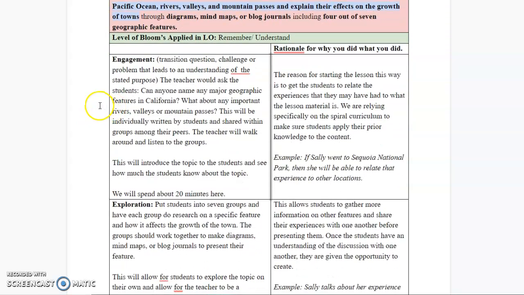So engagement. We're going to start off with some questions, like, can anybody name any major geographic features, any important rivers, valleys, and mountain passes? We want it to be individually written by students and then shared in little groups among the students. And then the teacher's going to walk around and listen to the groups to see how they're doing. This is just going to get them invested in the topic and just starting out. It's going to probably take about 20 minutes.